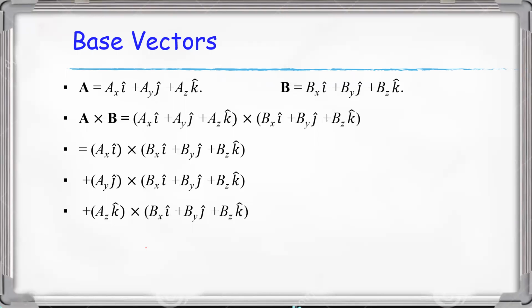Here also we consider the vectors as A and B, and we find the cross product. We substitute the values of A and B, and as in the previous case, we take the cross product of each term in A with B vector. That is, first we find AxI cross B, AyJ cross B, and AzK cross B.